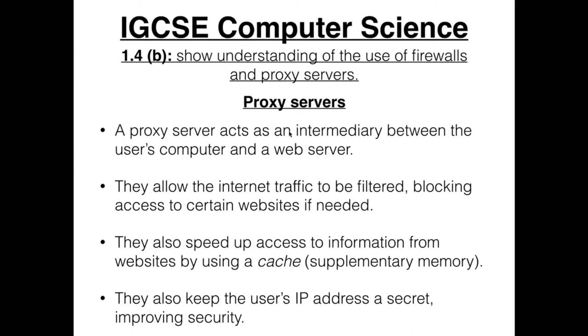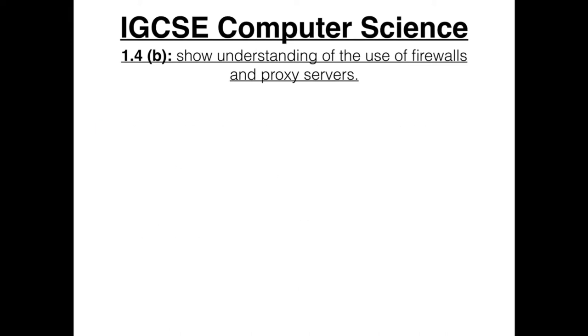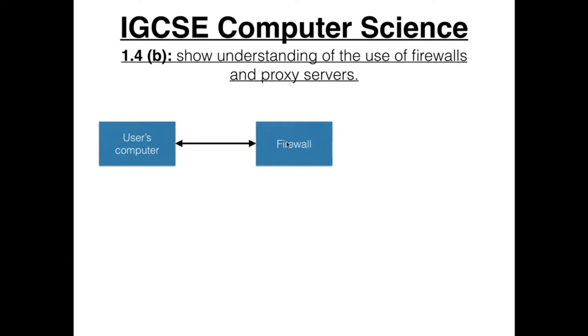So proxy servers act as a firewall, pretty much. So it filters internet traffic. This is how both of them work. Here's the user's computer, and here's the firewall, and here's the internet. So data goes in, and that's pretty much how it works, and this filters what goes in and comes out.